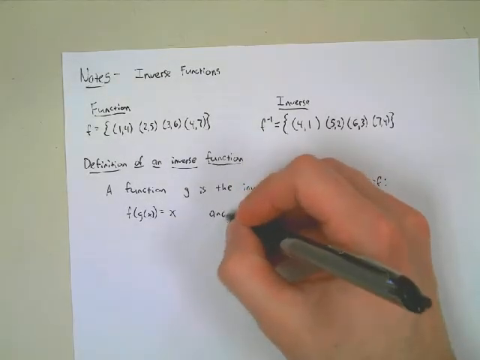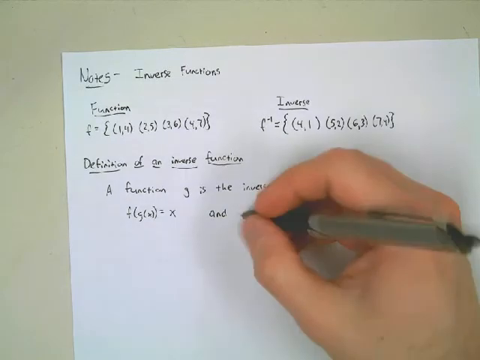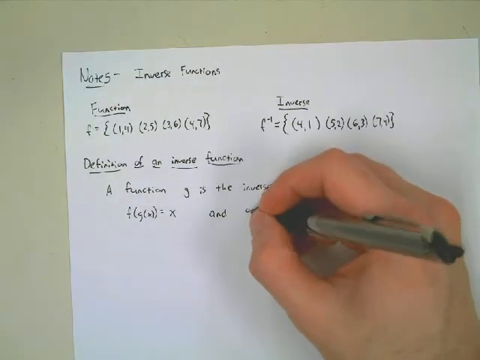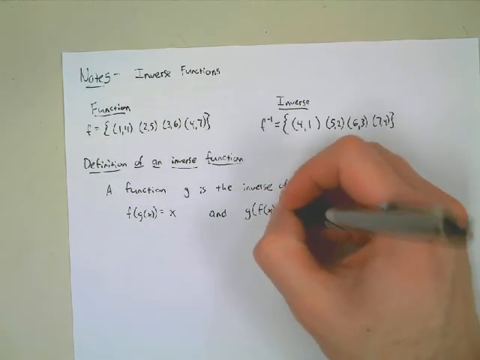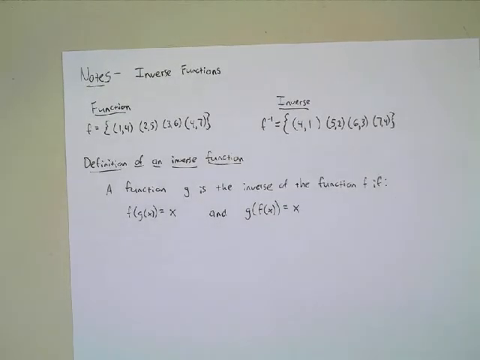And, so that was me plugging g into f, and if I plug f into g, so that'll be g of f of x, that also should yield just plain old x.